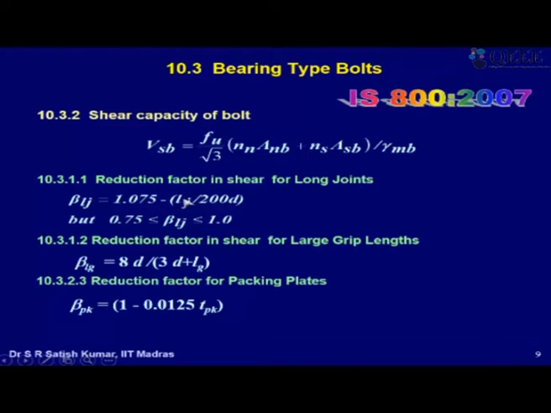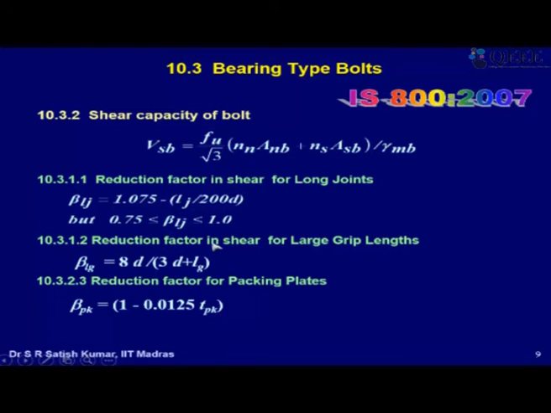So that would possibly be my Lj, the length of the joint. The distance between the first bolt and the last bolt is called Lj, and that is divided by 200d. If I subtract from 1.075, I may still be greater than 1, in which case I should take beta Lj as 1. Or if I go below 1, say it becomes 0.9, I can take that, but I need not go below 0.75. That is how the code reads. So beta Lj is between 0.75 and 1.